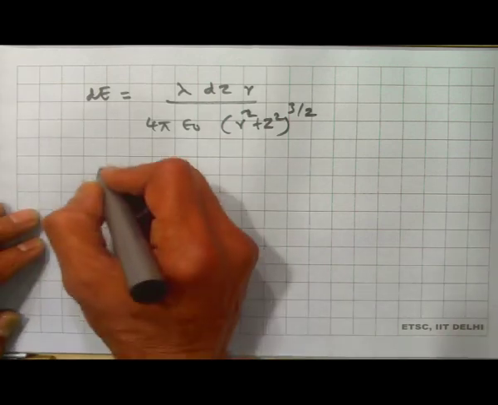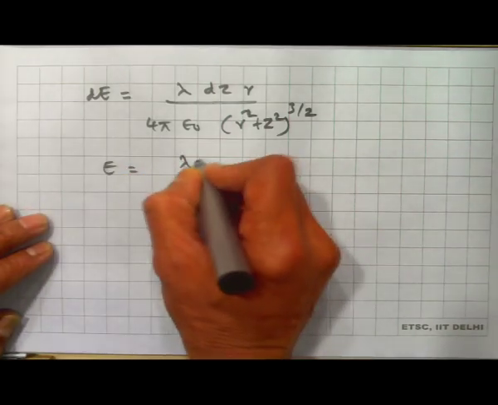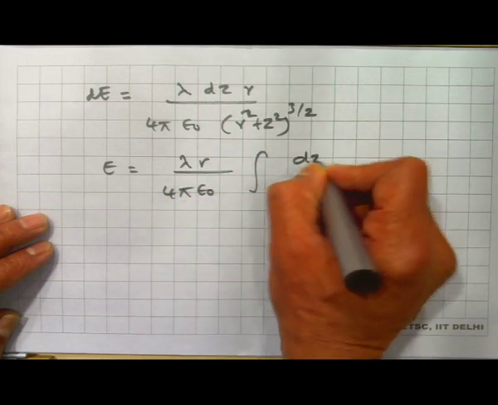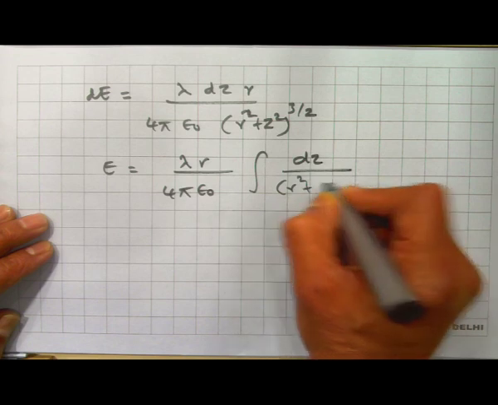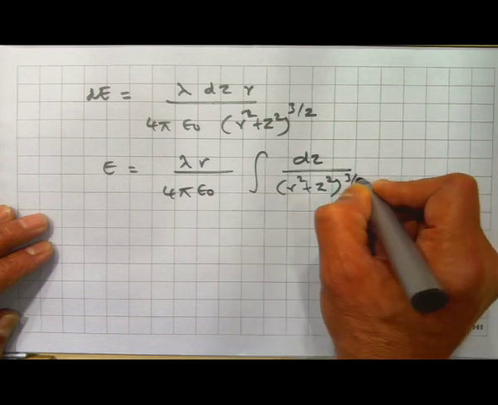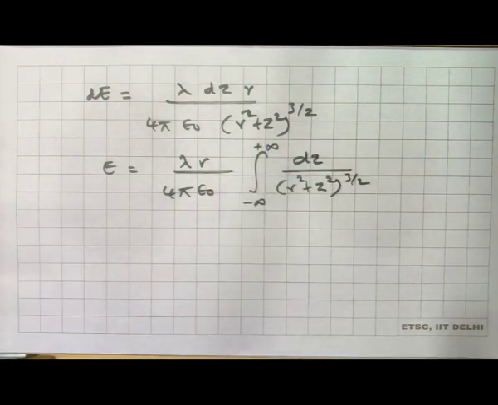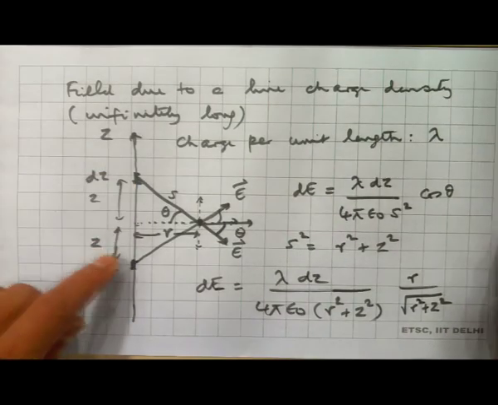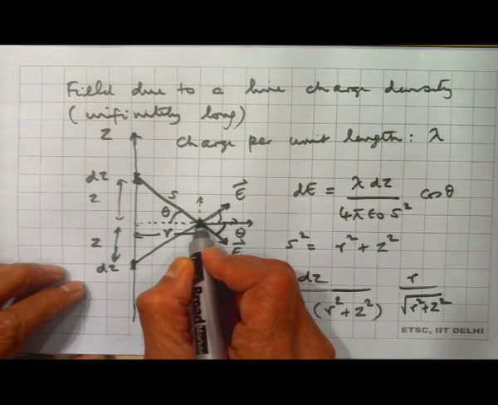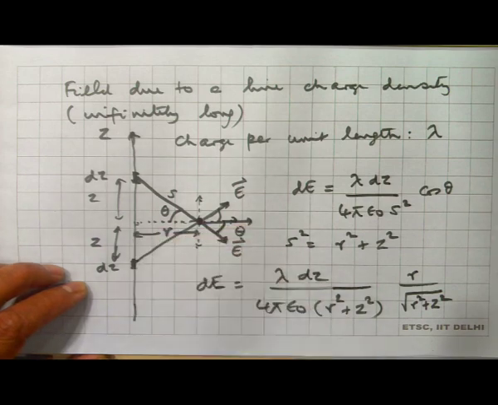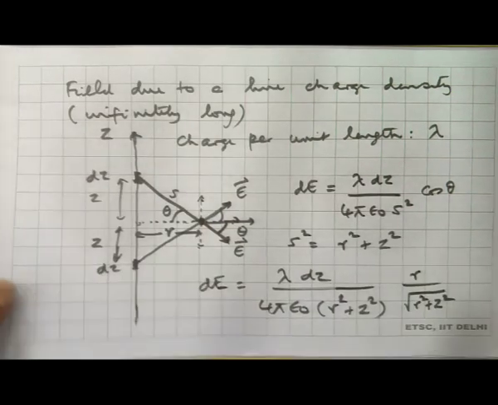So the total electric field magnitude will be equal to lambda r by 4 pi epsilon 0 times the integral of dz by r square plus z square raised to the power 3 by 2, and z goes from minus infinity to plus infinity. So z, the position measured from the perpendicular drop from the point where I am calculating, goes from minus infinity on the bottom side to plus infinity on the top side.